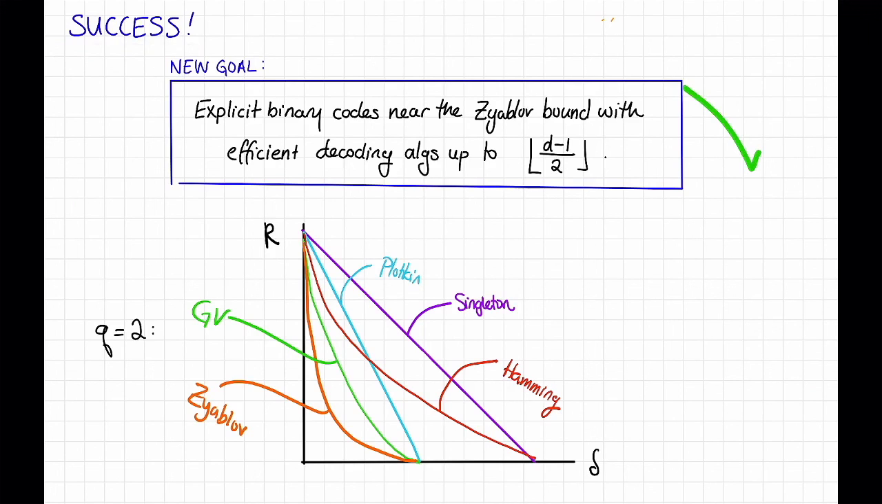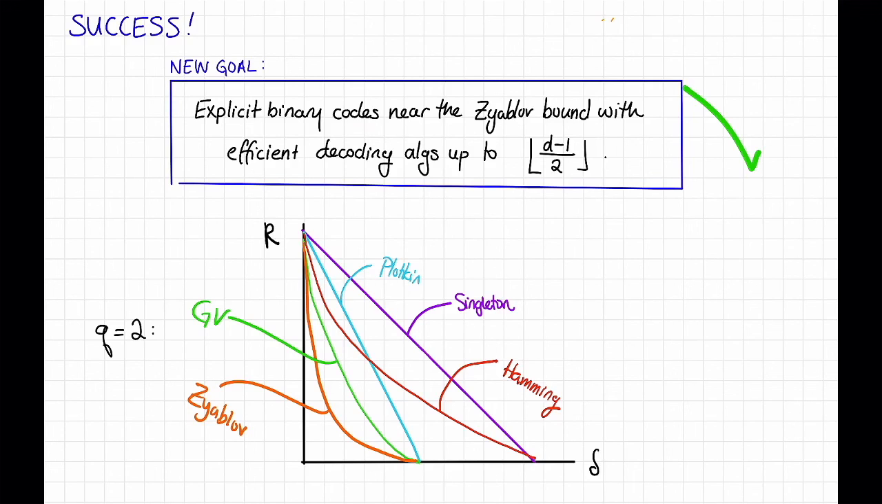Check. That is, we have achieved our new goal. We now have explicit binary codes near the Zyablov bound with efficient decoding algorithms up to half of their design distance. And we did it with concatenated codes. So the outer code is a Reed-Solomon code, and the inner code is some code on the Gilbert-Varshamov bound. And once again, we can find this code and manipulate it efficiently because the block length is going to be so short. However, as we just saw, in order to actually decode this up to d over 2, we had to be a little bit clever. It wasn't the first algorithm that we thought of, but we got there eventually.